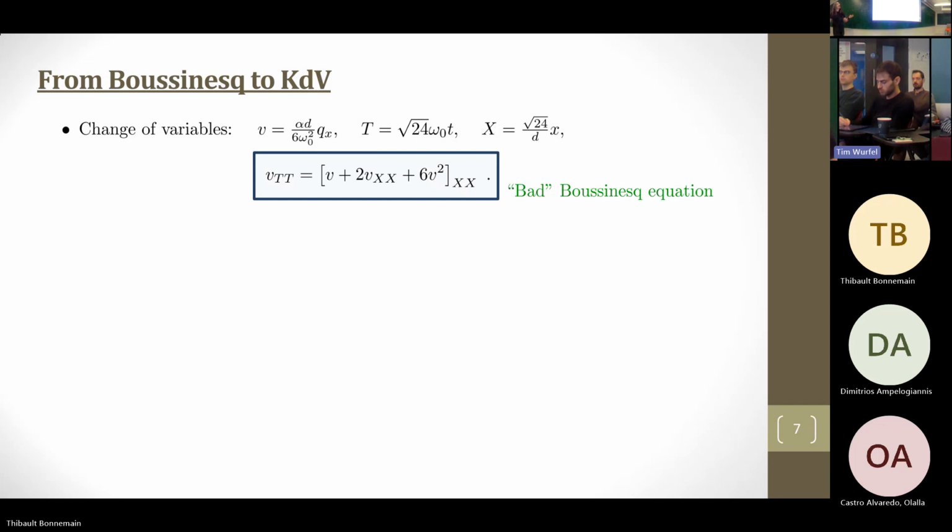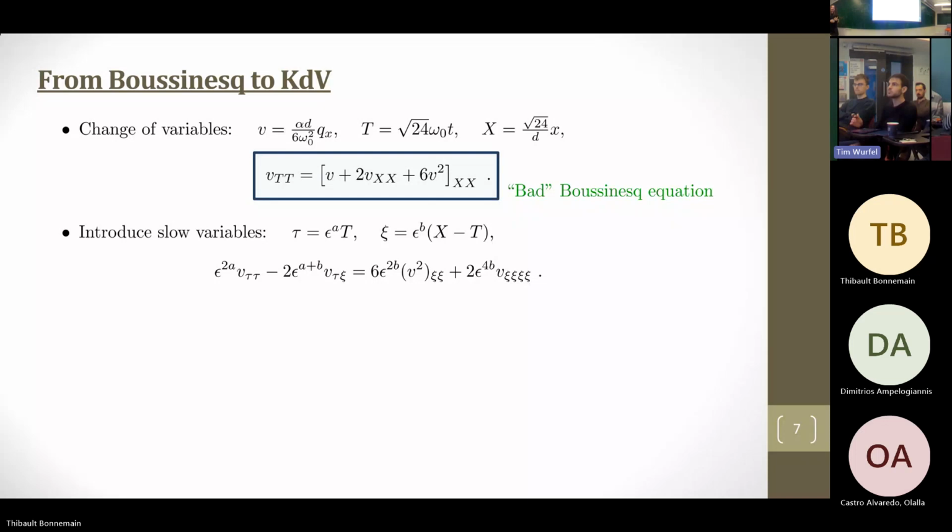Now the next step is to derive KdV from this equation by limiting ourselves to initial conditions for which the dynamics of the Boussinesq equation exists. To avoid the short wave instability, and also to be consistent with our previous assumptions, we introduce two new slow variables, tau and psi, which are related to x and t through some power of a parameter epsilon. Those correspond to long waves in a frame moving with the positive velocity of linear waves. And by long waves I mean long compared to the amplitude v, which should be of order epsilon as well.